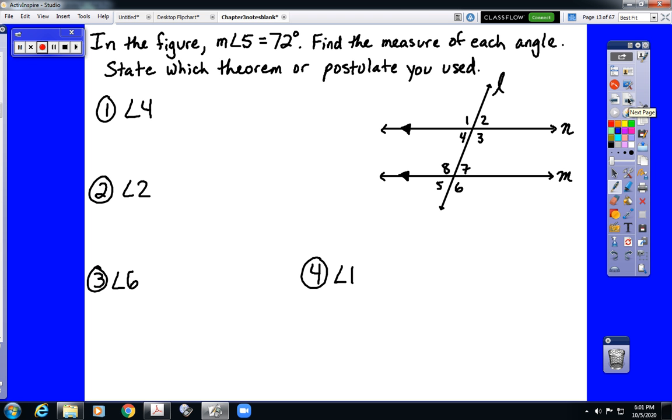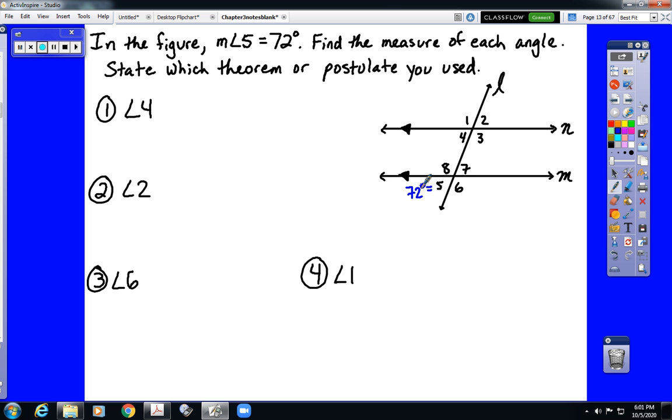would be the only rule we would need to add to our already existing rules of supplement theorem, which says that linear pairs add to 180, and vertical angle theorem, which says that vertical angles are congruent, in order to find all 8 of these angles if we were given just one of them. For instance, in the figure, the measure of angle 5 is 72 degrees. So angle 5 is a 72 degree angle. Find the measure of each of these angles, state which theorem or postulate you used.